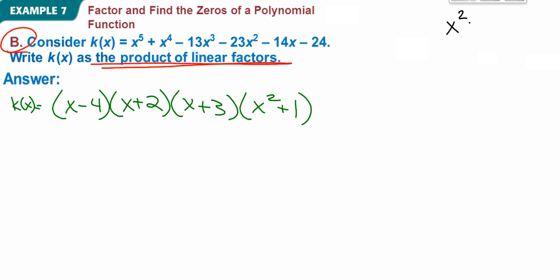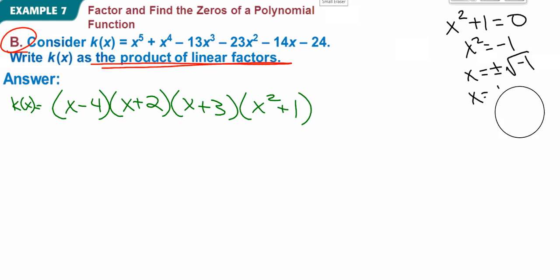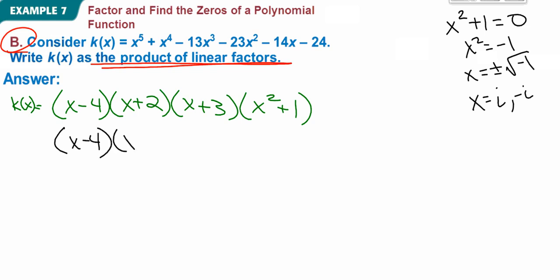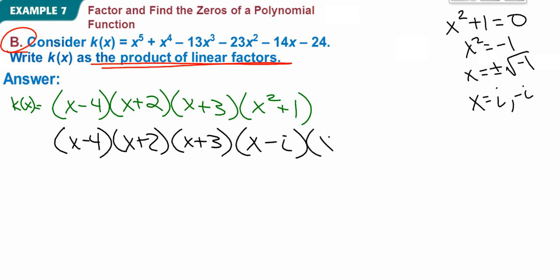I'll just do that. x squared plus 1 equals 0. I subtract 1. x squared is negative 1. x equals plus or minus the square root of negative 1. I'll actually write it as two things: x equals i and negative i. So then when I write this as factors, I'm going to have x minus 4, x plus 2, x plus 3, and then this last one is x minus i and x plus i. Now that worked out super nice for us.